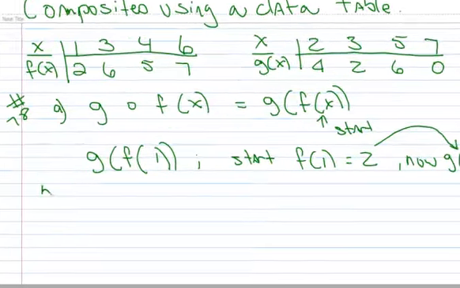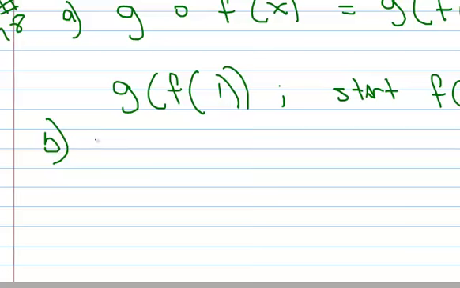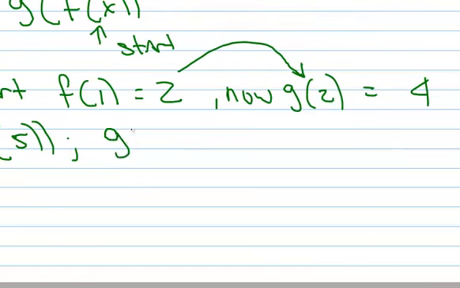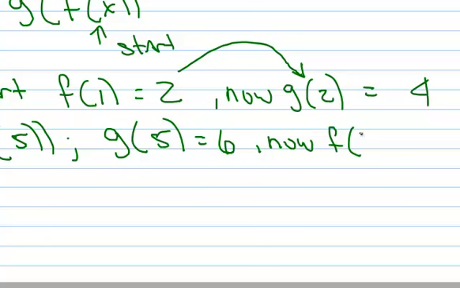Let's do another one. Let's find f composed with g at 5. Well, this really means f of g of 5. So let's start first by finding g of 5. Here's 5 in my table. When 5 goes in, out comes 6. Now 6 is going to go into the f of x. So f at 6: when 6 goes into f of x, out comes 7.